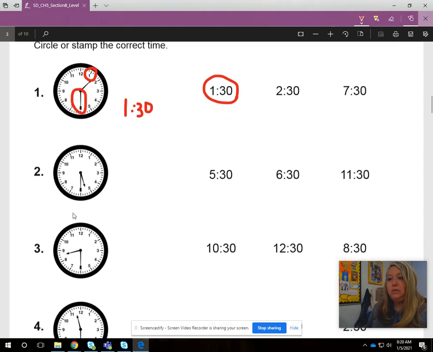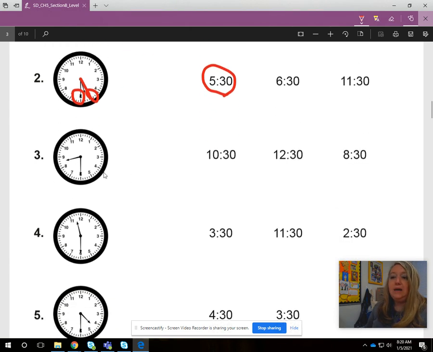Number 2, I know it's a 30. They're all going to be 30s, right? But what number has it not reached? It hasn't quite got to the 6, this little hand. The little hand is closer to the 5. So I'm going to circle 5:30 this time.